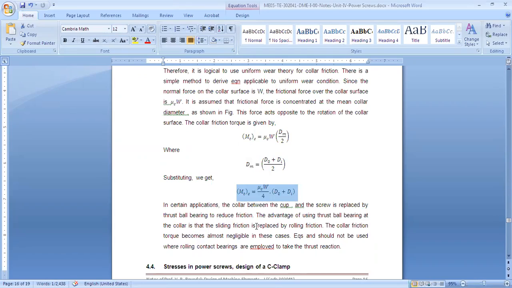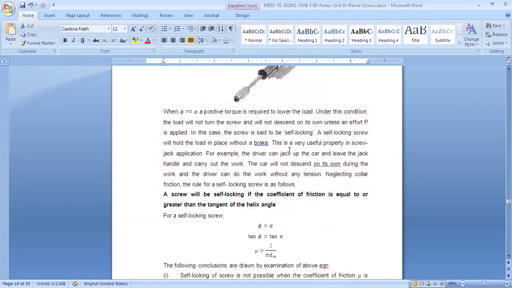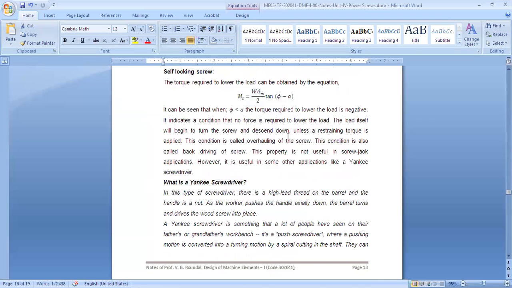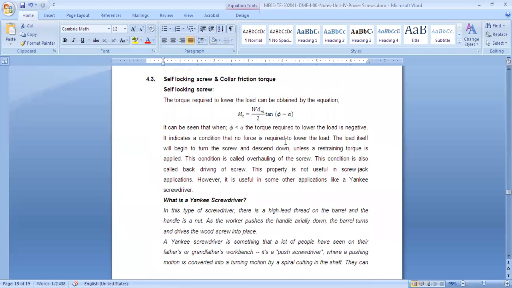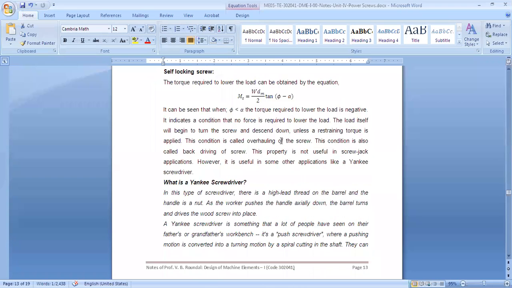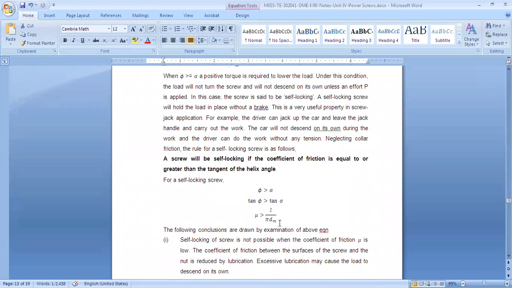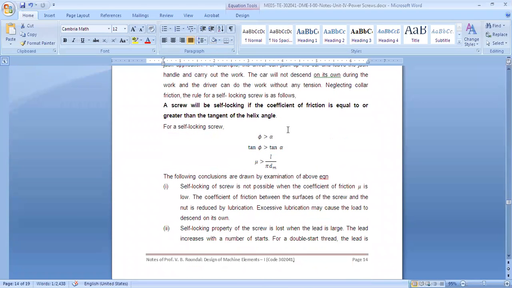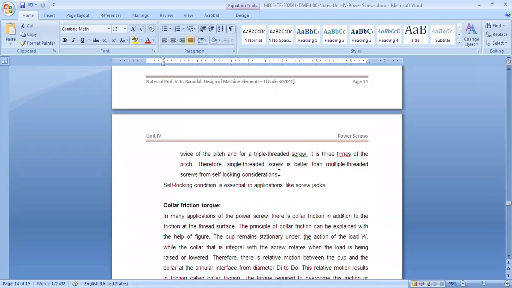So to recap what we have seen today: first we have seen what is the self-locking concept. That is, phi must be greater than alpha, where phi is your angle of friction and alpha is the angle of helix. So the coefficient of friction should always be greater than tan of alpha, tan of the helix angle, to make your screw self-locking. That is one important concept we have seen. Now, for a self-locking screw, the coefficient of friction should not be very low, so lubrication should not be too much, and L should be high. The screw should not be multi-starting.